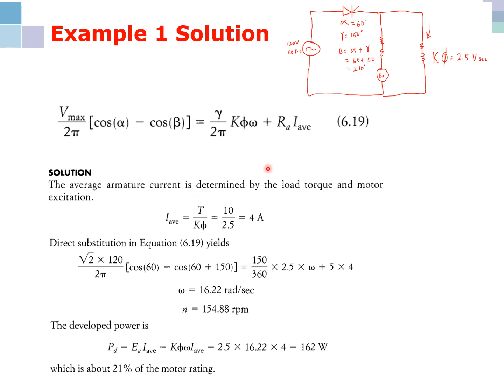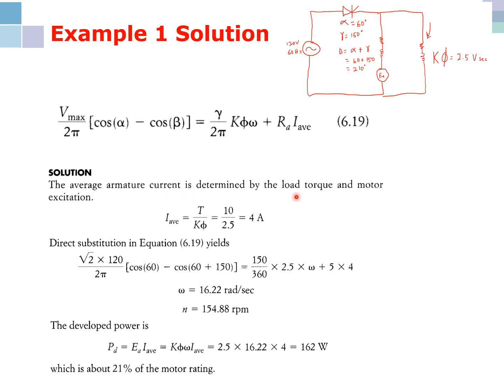So if you still remember, according to this one they give the value of Vs, so we need to use the value of Vmax. How do we convert from Vs? We need to multiply Vs by the square root of 2 to get the value of Vmax, because the value of Vs is equal to the value of Vpeak. Okay, so the first thing, you need to find the average armature current.